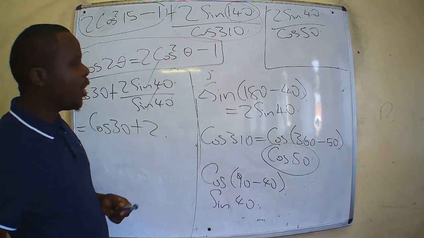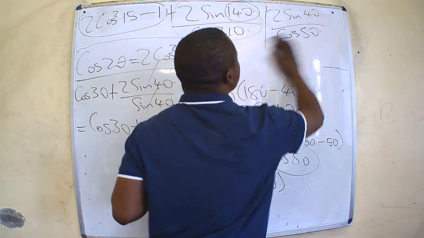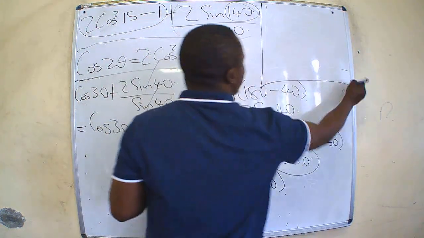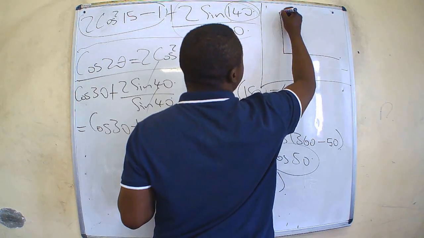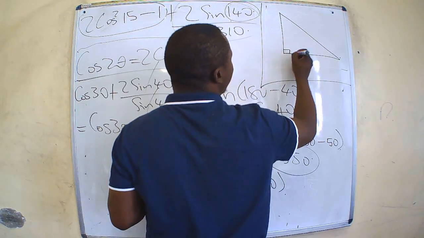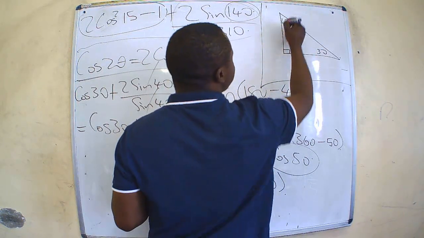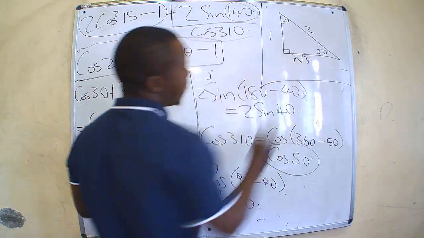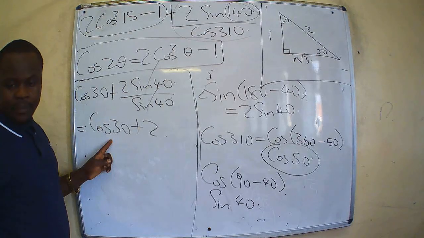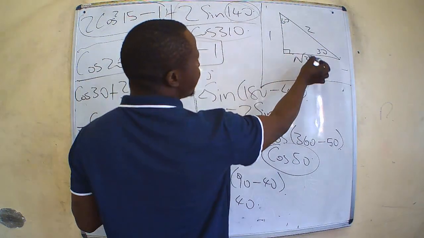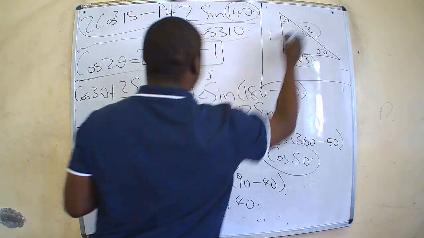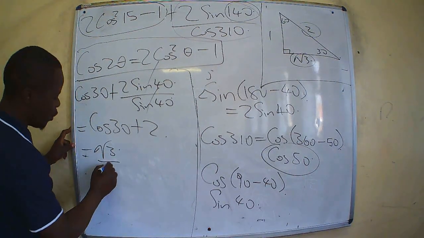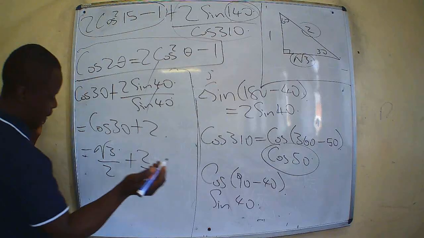Simplifying cosine 30, we need to be able to apply what are called special angles. So our special angle that we are going to use is the one where we have 30, we have 60, we have 2, we have 1, and root 3. Cosine 30 is adjacent over hypotenuse. So this is going to be adjacent, which is root 3, over hypotenuse, which is 2, plus 2 over 1.